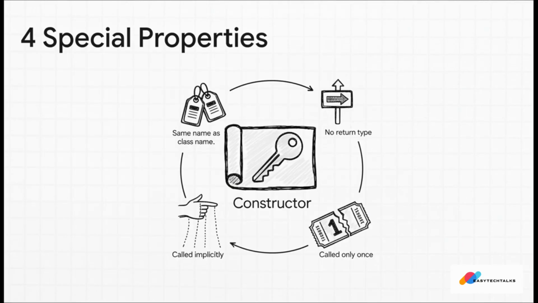And here's what makes a constructor so, well, special. There are a few rules. First, its name has to be the exact same as the class name. That's the signal to the compiler. Second, it doesn't have a return type, not even void. Third, you don't call it directly, it's called implicitly, behind the scenes. And finally, and this is super important, it runs only once, right at the very beginning of an object's life.